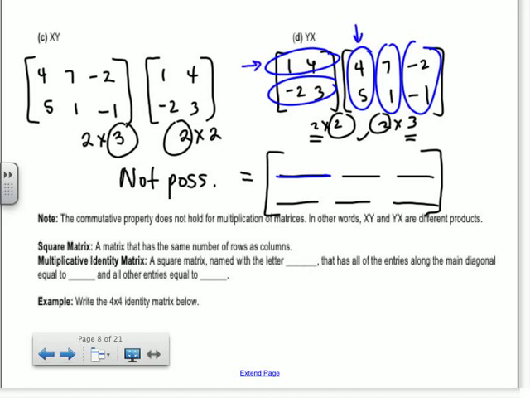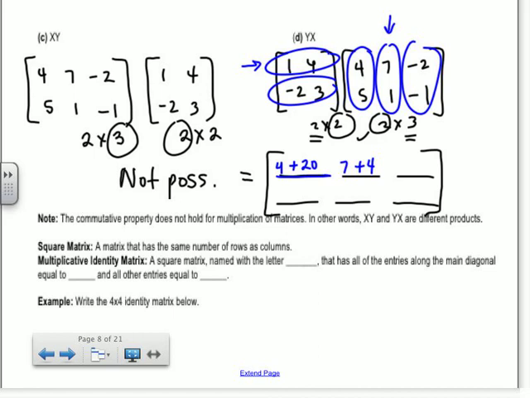So the first spot, I'm using the first row, first column. So I use this row, this column. So I have 1 times 4 is 4, 4 times 5 is 20. Okay, the next one's going to still be the first row, but now I'm going to move to the second column. So I'm going to have 1 times 7 is 7. Okay, and then move your fingers. 4 times 1 is 4.